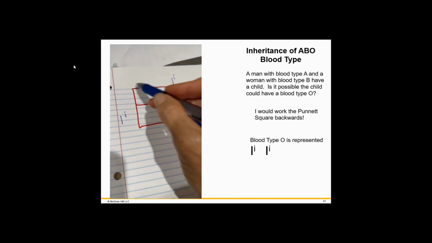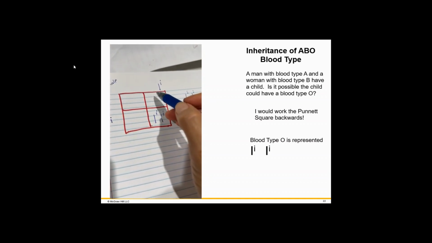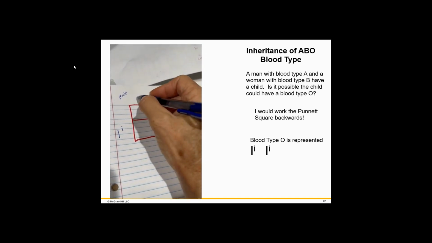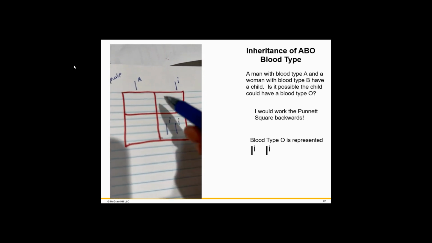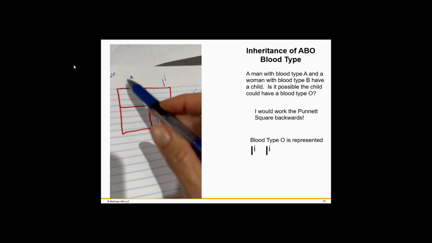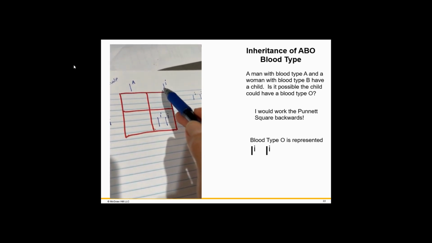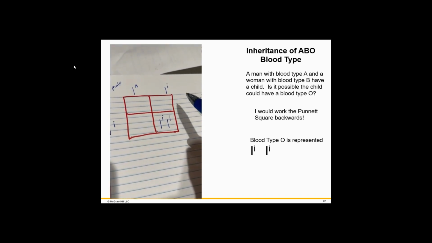Okay, so now if we're going to say this is the male, if he has blood type A, he would have to have a superscript of a capital A. So this means he's heterozygous, that he's not homozygous. If he was homozygous, this would be 2 A's, but this would still represent blood type A. And it says the woman has blood type B.